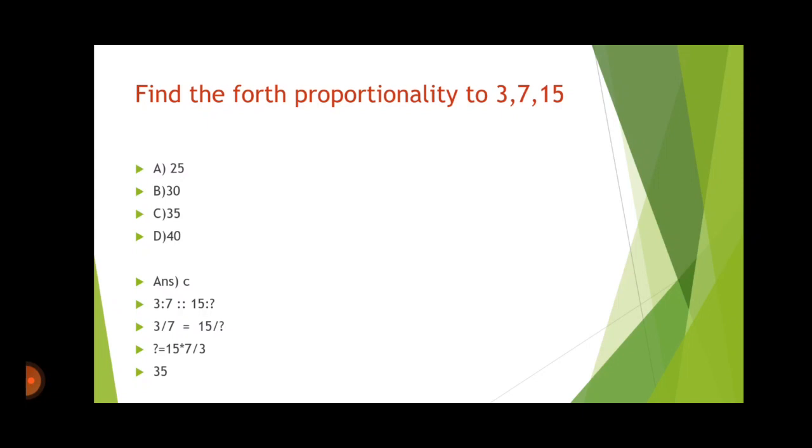Once again, the given values are 3, 7 and 15. We have to find the fourth proportional value. So we can rewrite this as 3 is to 7, which is equal to 15 is to some value. We can find out the fourth value by using this equation. So the answer is option C.